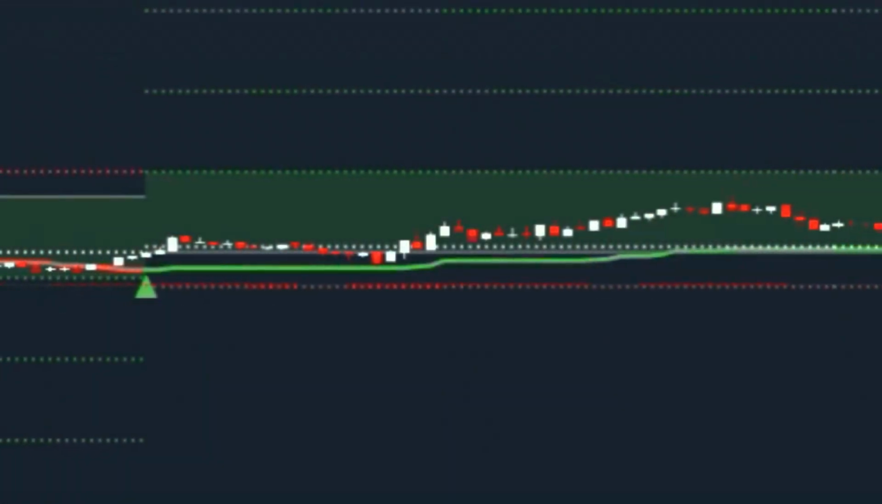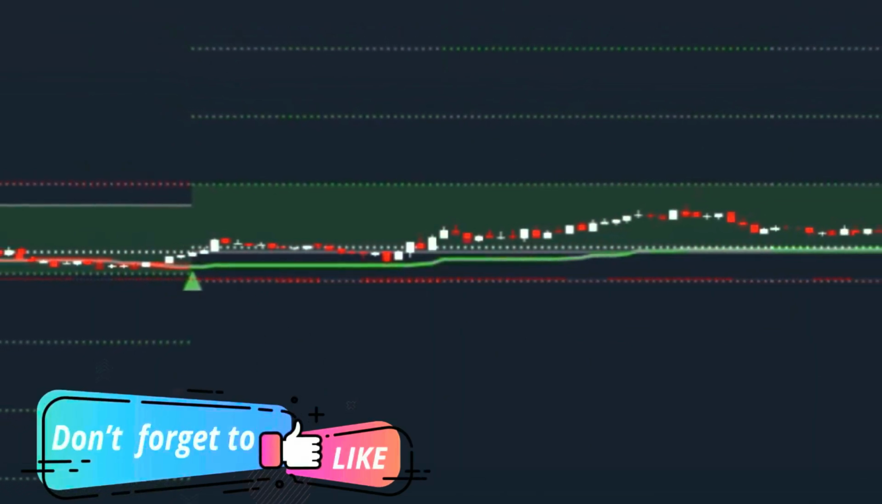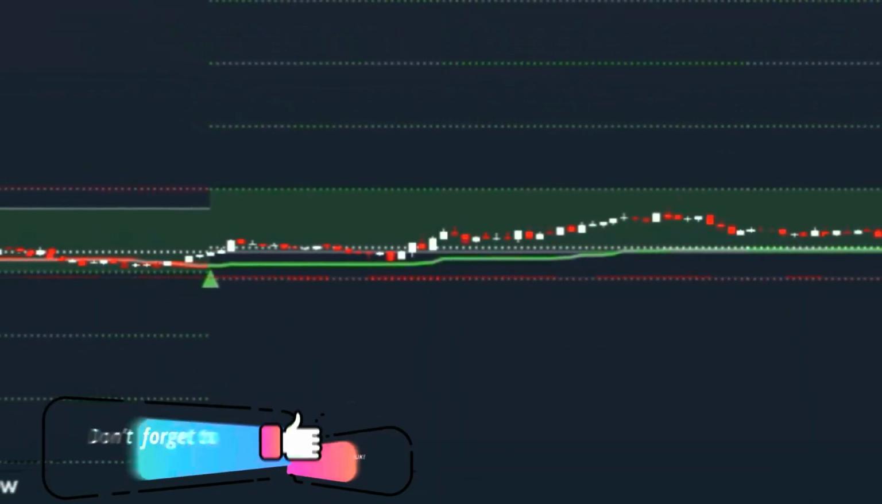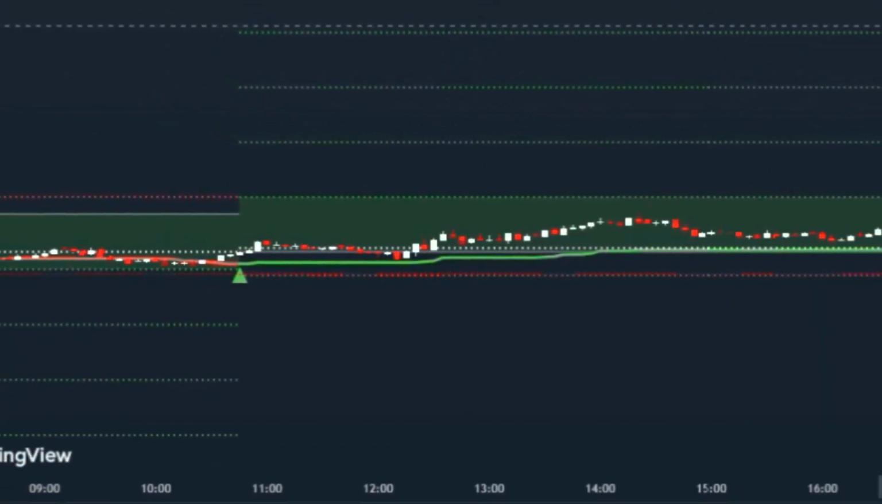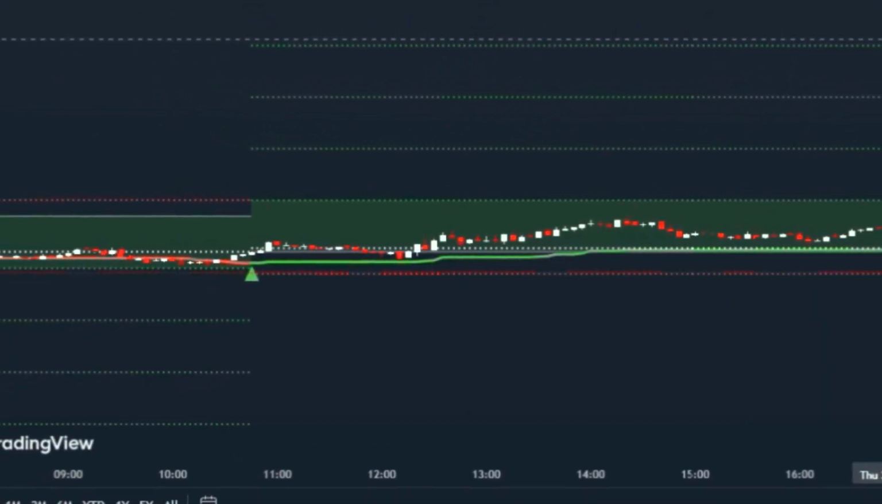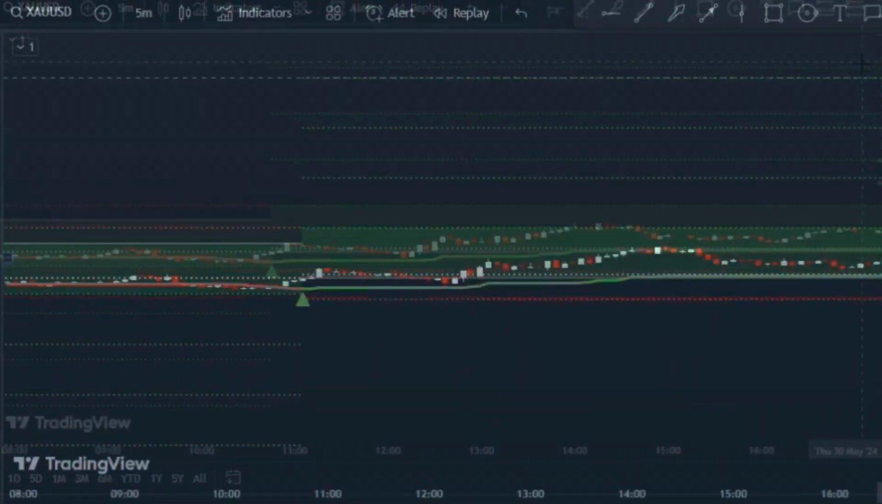Trading with the default Balance Algo settings might lead to false signals, and we don't want that. But don't worry, I'll guide you through adjusting a few key parameters so you can enjoy a big jump in signal accuracy. Let's do this together.